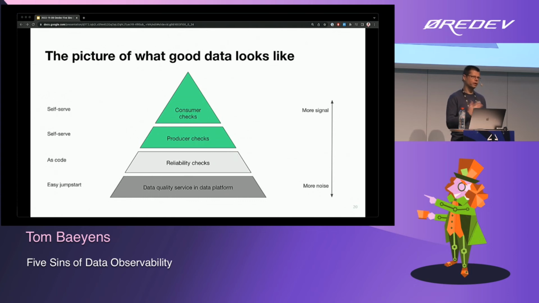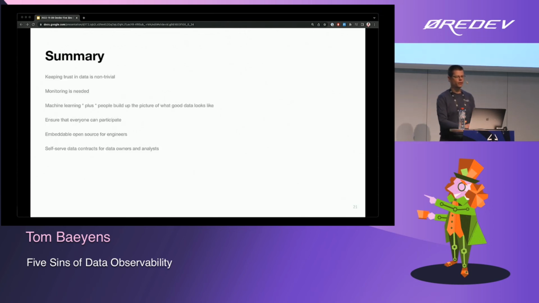And there are the reliability checks that are typically added by the engineers building the pipelines. This has to be managed as code and embedded into the pipelines. And then on top of that, you have analysts and data owners that can start contributing checks and data contracts. And that's where you get a lot more signal to noise ratio if you roll out a strategy based on this. So in summary, keeping trust in your data is non-trivial, right?